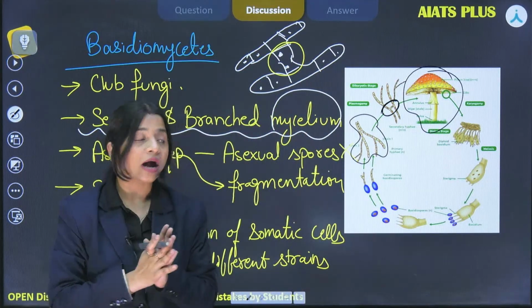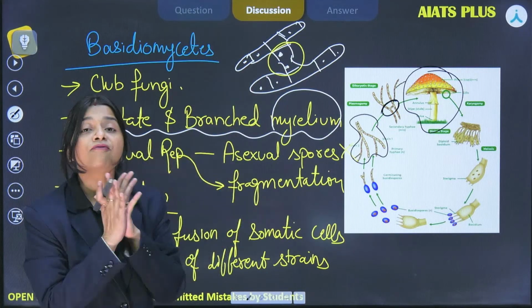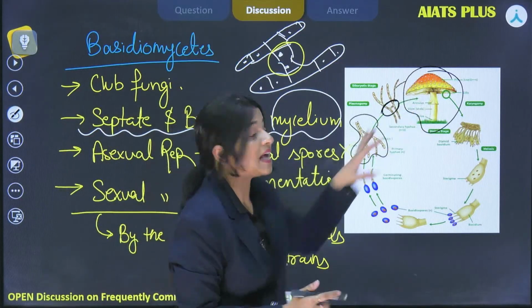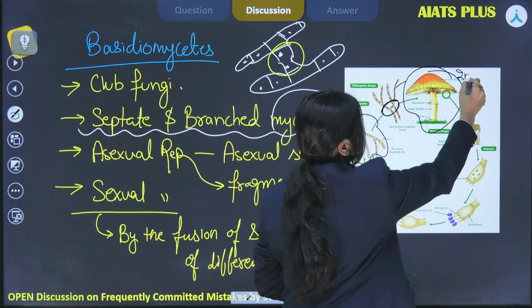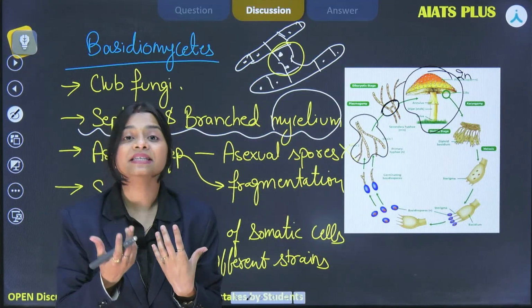Now this basidiocarp, see, this is the haploid one, this is also a haploid one. Both of them are fusing with each other to form the diploid structure. So this basidiocarp is actually a diploid structure, right? Now the basidiocarp will have the presence of basidium.